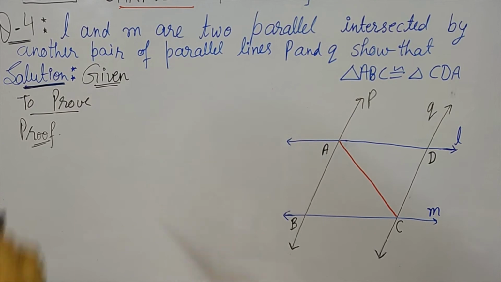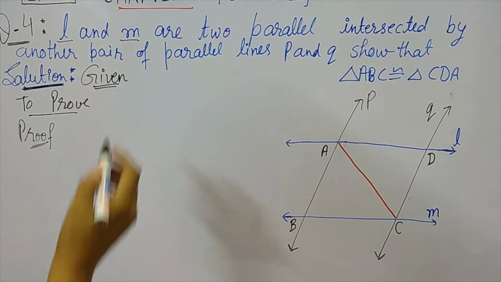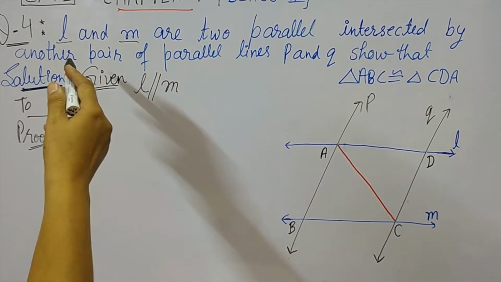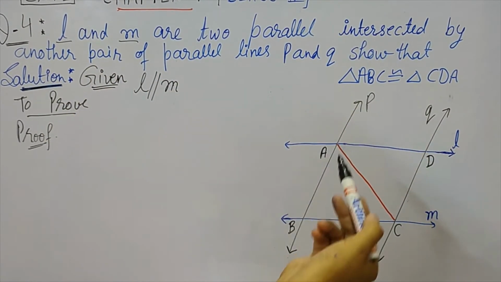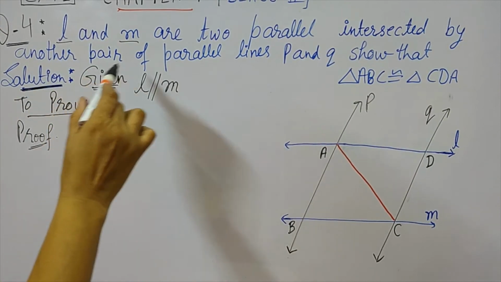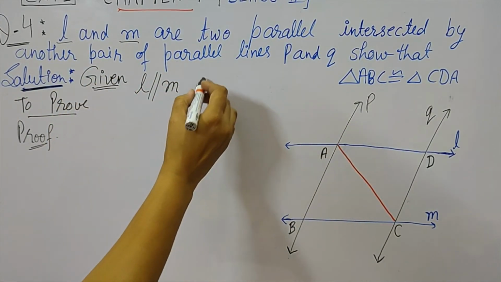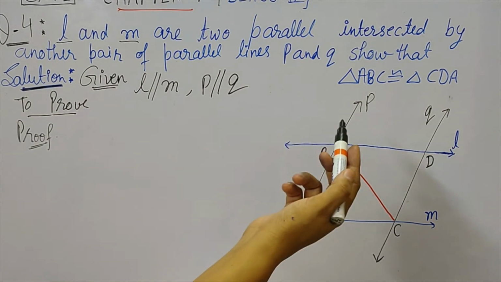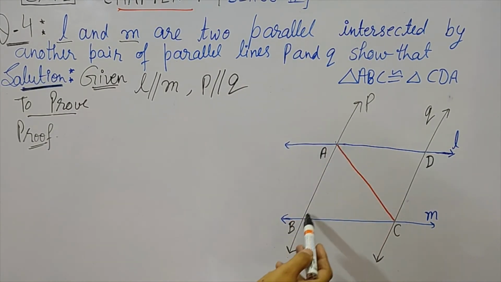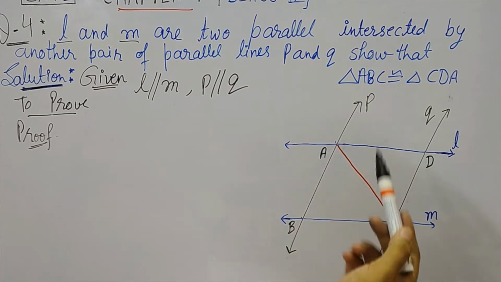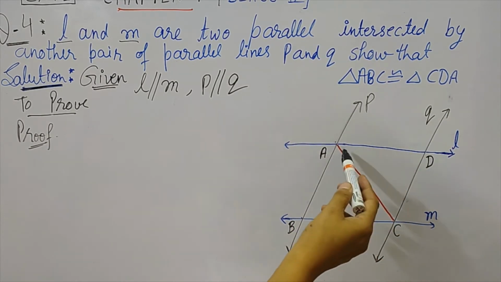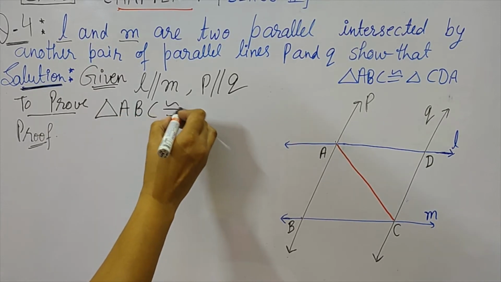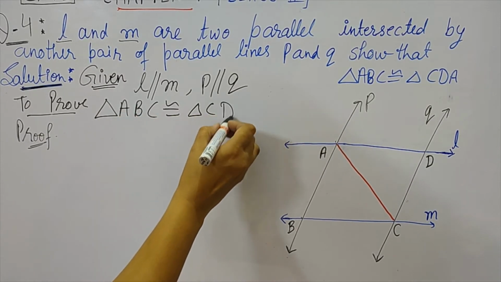Lines L and M are given parallel. So let us write quickly in the given heading. L is parallel to M. These are two parallel lines intersected by another pair of parallel lines P and Q. Okay, P and Q are also parallel. Then we have to show that triangle ABC is congruent to triangle CDA. Let us write in to prove: triangle ABC congruent to triangle CDA.